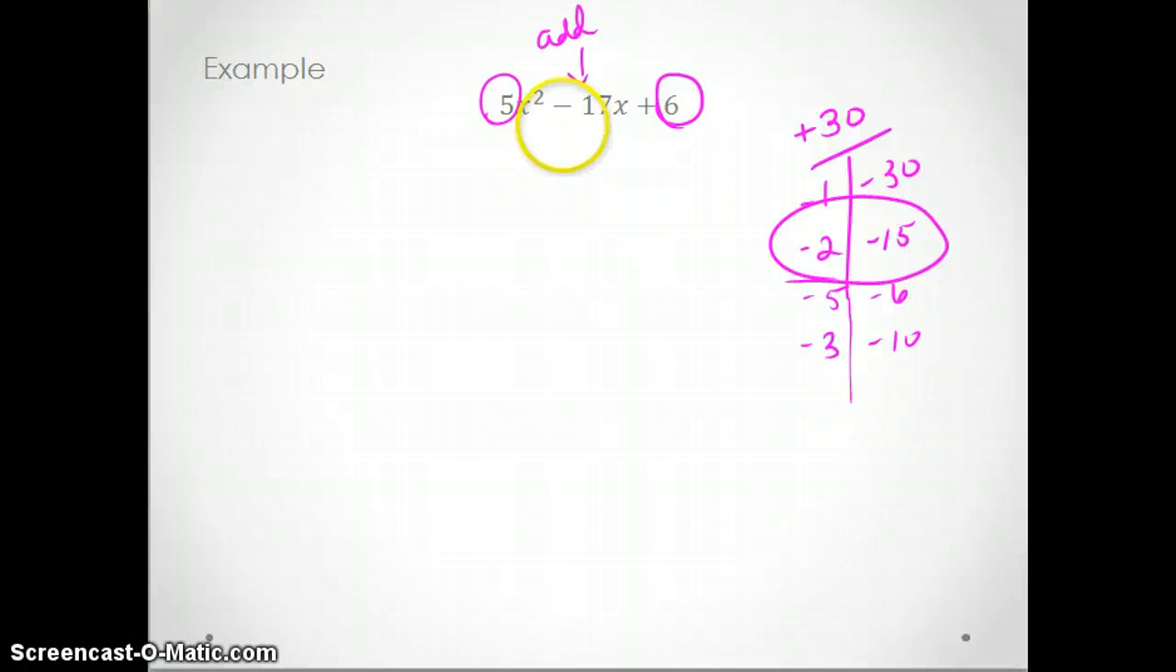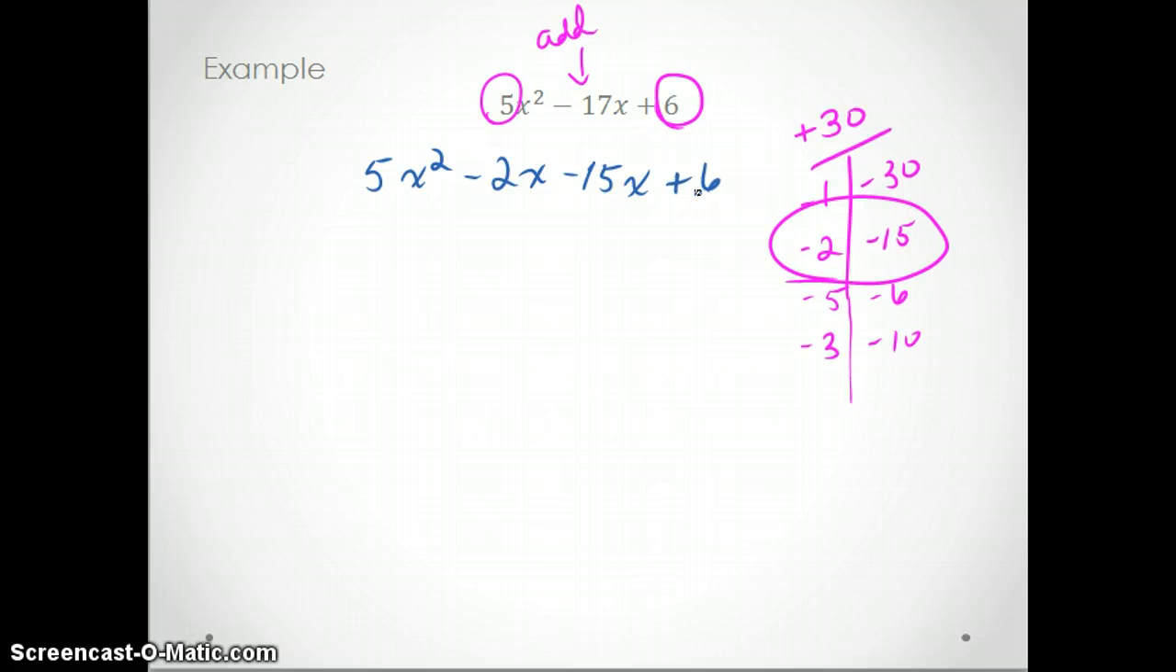So we're going to take our negative 17 and rewrite it as negative 2x and negative 15x. So that looks like this. In our next step, we have 5x squared minus 2x minus 15x, because we know that negative 2x and negative 15x are going to add up together to get negative 17x, and then we keep the 6.